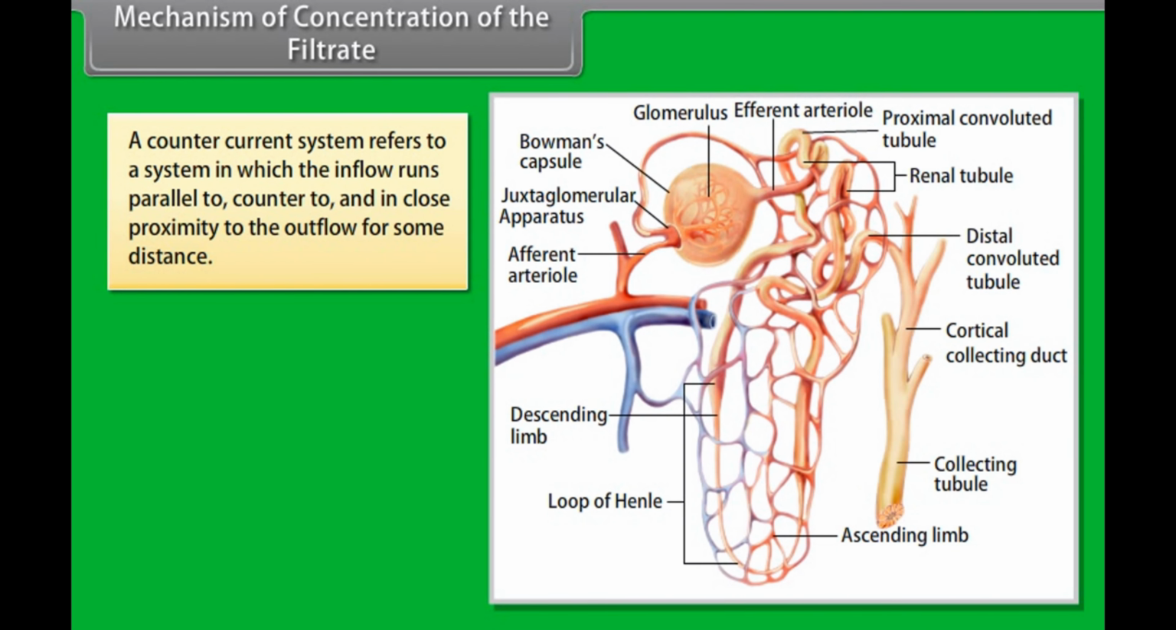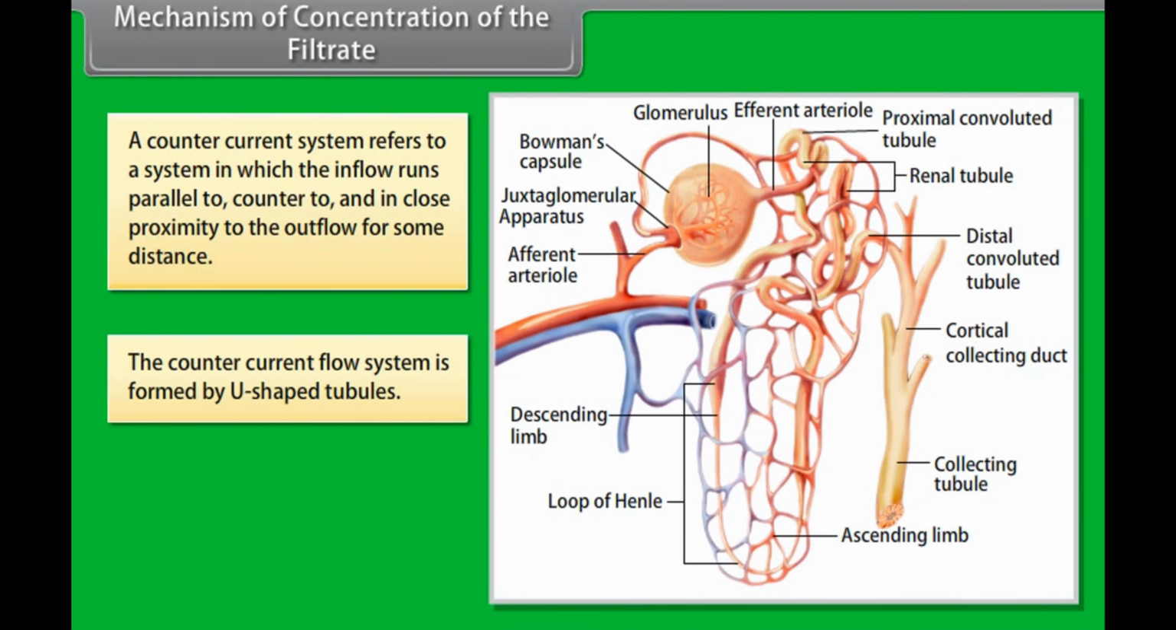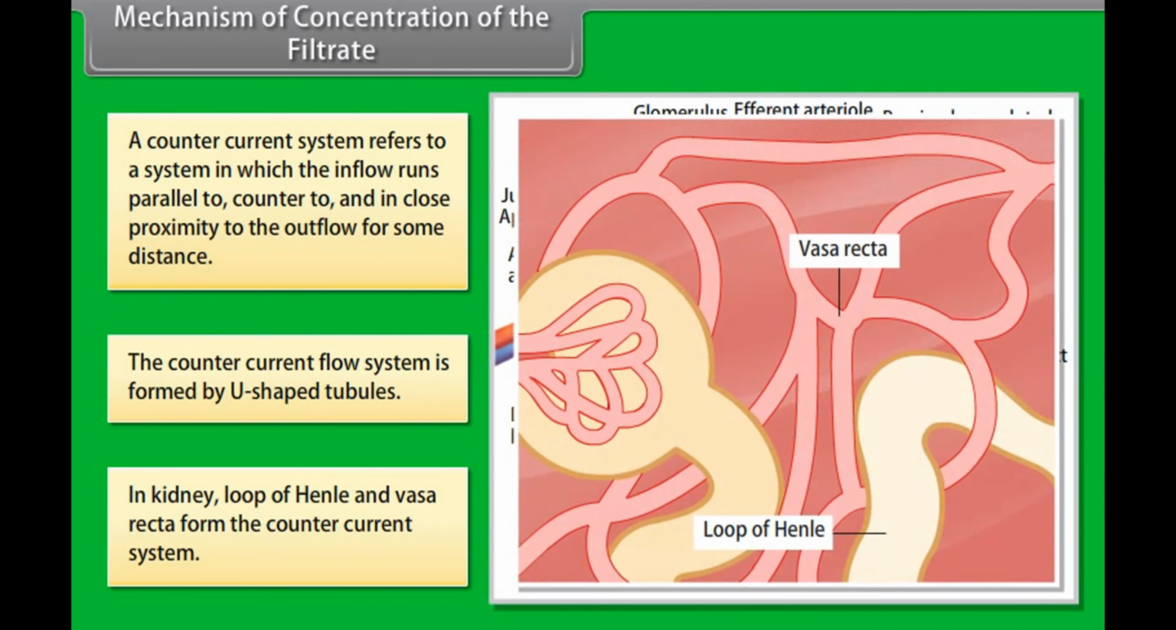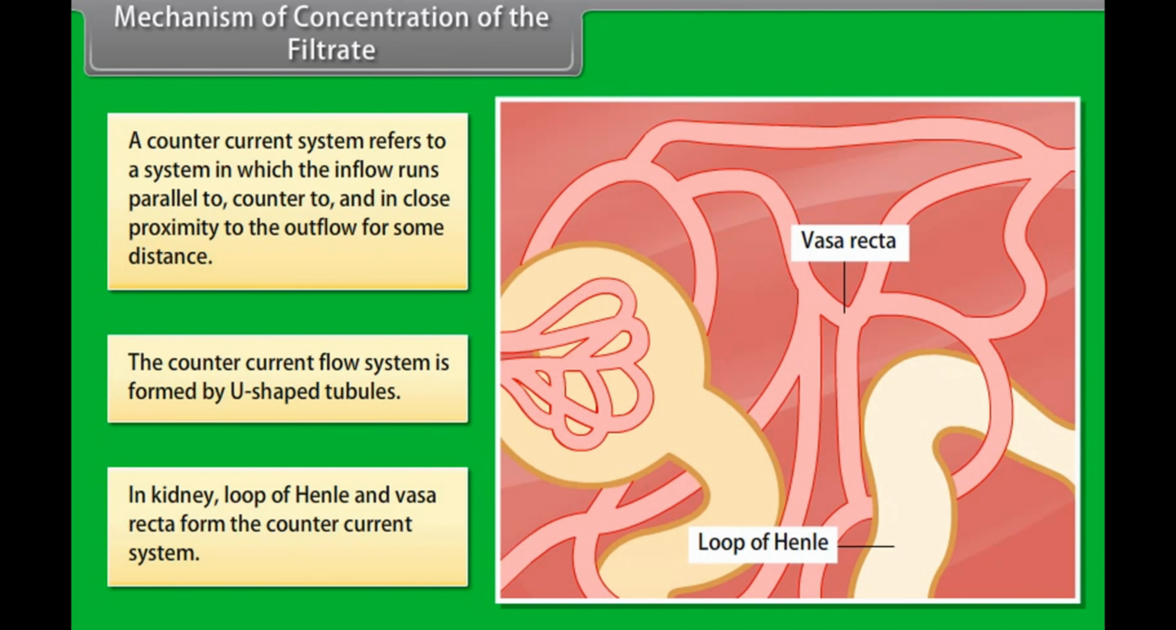Mechanism of concentration of the filtrate. A counter-current system refers to a system in which the inflow runs parallel to, counter to, and in close proximity to the outflow for some distance. The counter-current flow system is formed by U-shaped tubules. In the kidney, the loop of Henle and vasa recta form the counter-current system.